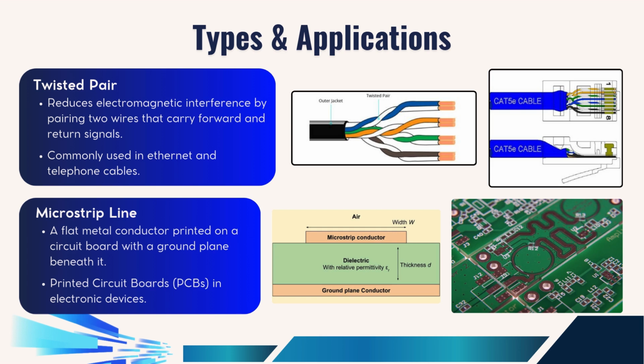And the last one we are talking about is the microstrip line, which is a flat metal conductor printed on a circuit board with a ground plane beneath it. So what this means is that there's a central dielectric, as you can see on the green section in the image, and then there are two different metal conductors printed on the upper end and on the lower end of the dielectric. Printed circuit boards normally use microstrip lines in electronic devices.